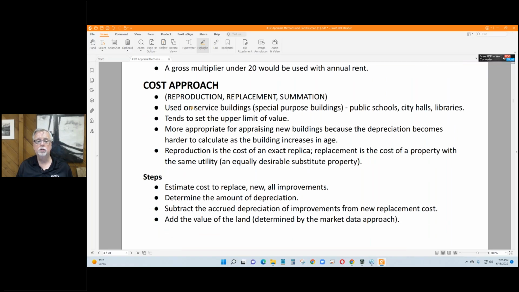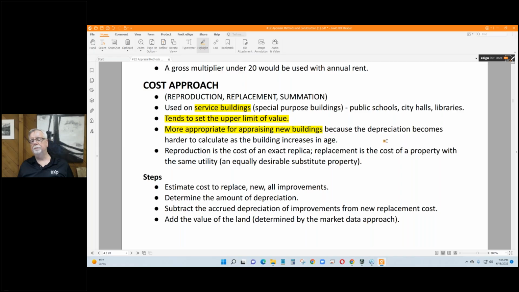It's used on service buildings, public schools, cities, things that we don't have any market data for. It sets the upper limits of value. So if the fourplex costs $3 million, it's for sale, but you could buy the land and build a new one for 2.5. Well, you would just buy the land and build a new one, right? So the cost to buy land and build new ones, that's sort of the upper limit. It's more appropriate for appraising new buildings.